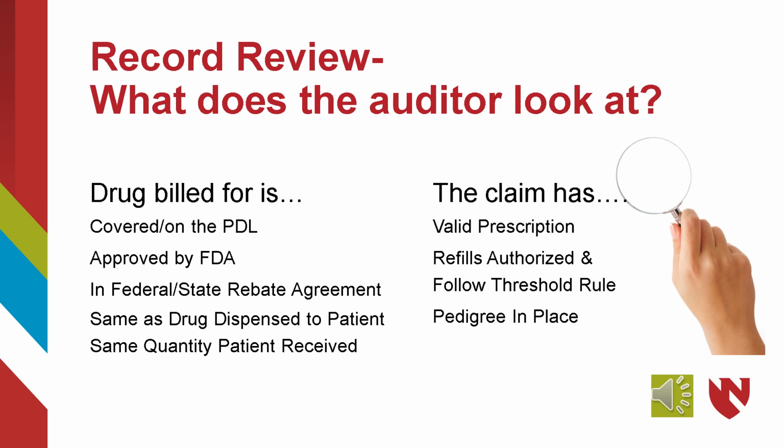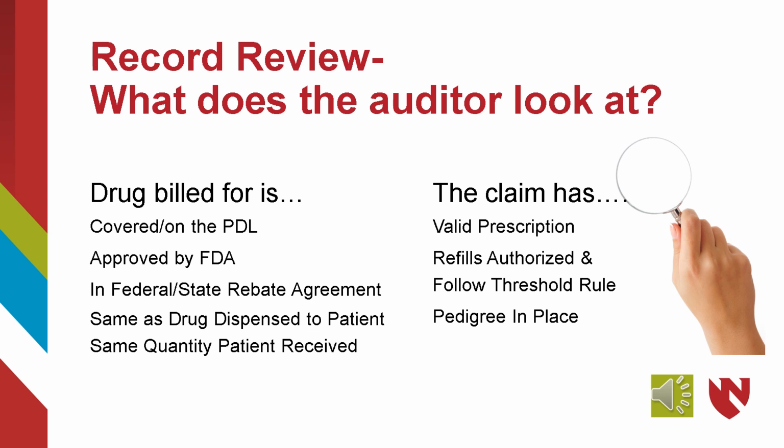The last point in this column, same quantity patient received, items that the auditor will look at or records would be, again, that signature log to make sure that the patient received the medication, and then the label to make sure that that amount dispensed and billed for was what the patient received. Auditor will also make sure that the claim includes a valid prescription. There's different elements that make a prescription valid.